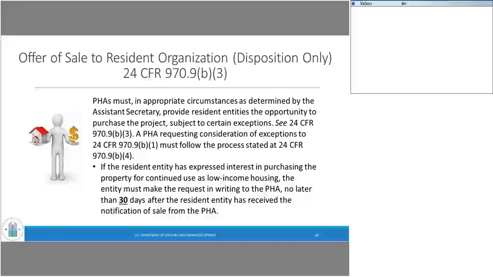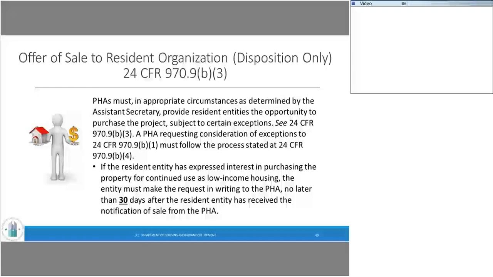Offer of sale to resident organizations, disposition only. So let's talk about this. PHAs must, in appropriate circumstances as determined by the Assistant Secretary, provide resident entities the opportunity to purchase a project. This is subject to certain exceptions, and I'm not going to go through all the exceptions, but I will refer you to 24 CFR 970.9(b)(3). Take a look at that.